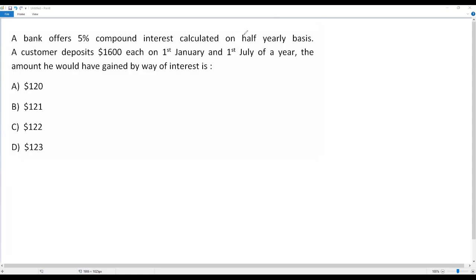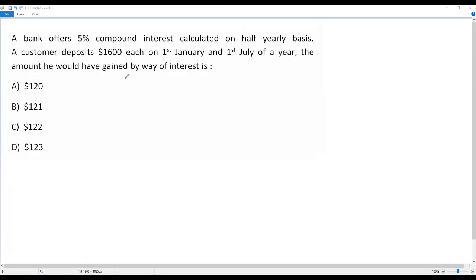Here we have a problem on compound interest. Okay, let's go to the question. A bank offers 5% compound interest calculated on a half-yearly basis. A customer deposits $1,600 each on 1st January and 1st July of a year. The amount you would have gained by way of interest is.